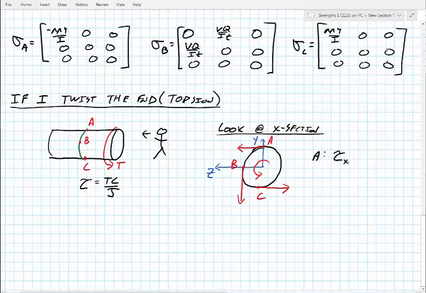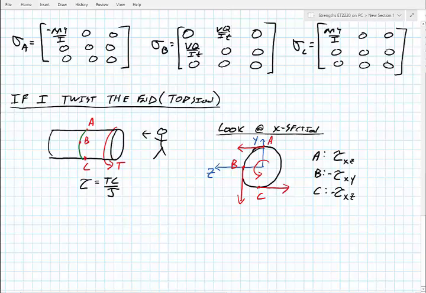And I say, what direction is it pointing? It's pointing in the positive z direction. What about point B? Well, it's on the x face, and it's pointed in the y direction, but it's pointed in the negative y direction. So I'm just going to put a little negative right there to remind me of that. What about point C? That's also negative, but it's in the x face in the negative z direction.